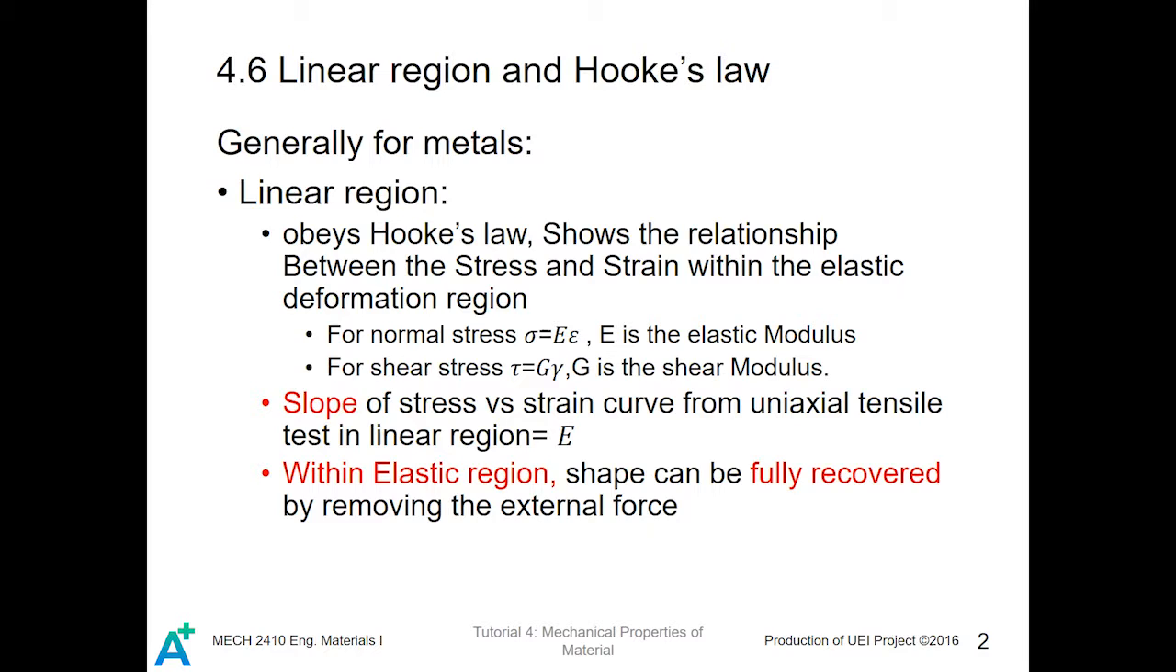The slope of the stress versus strain curve from a uniaxial tensile test in the linear region can therefore be defined as E. E is the elastic modulus for normal stress, and the uniaxial tensile test applies a normal stress to its material, so it is E. Within the elastic region, the shape of the material can be fully recovered by removing the external force or external stress.